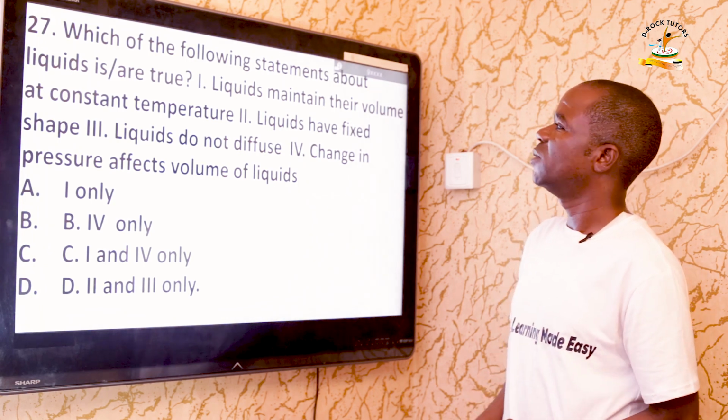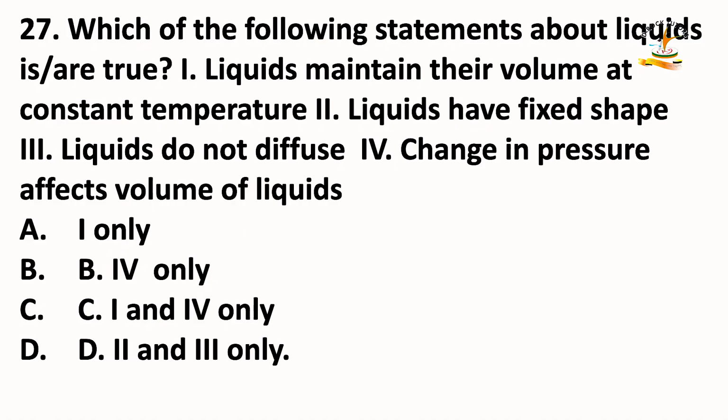Number 27. Which of the following statements about liquids is or are true? Roman figure 1, liquids maintain their volume at constant temperature. That's absolutely true. Liquids really maintain their volume. Roman figure 2, liquids have fixed shape. We know that liquids do not have fixed shape. They only take the shape of the container in which they are poured. So, statement 2 is wrong.